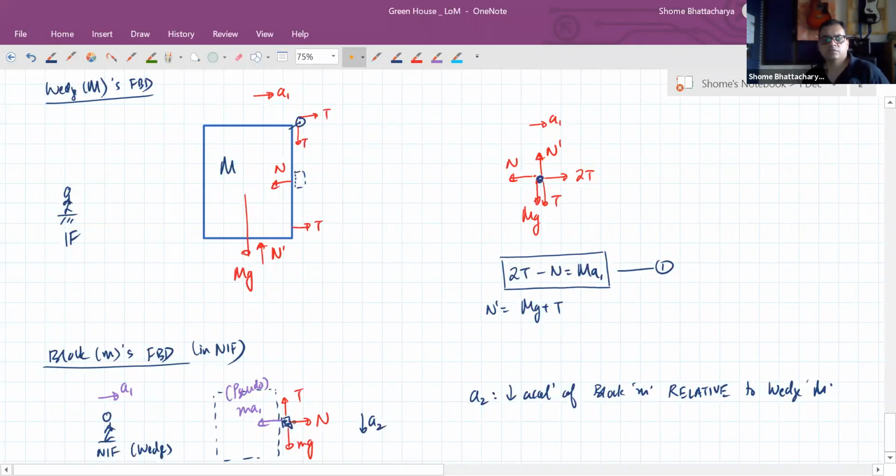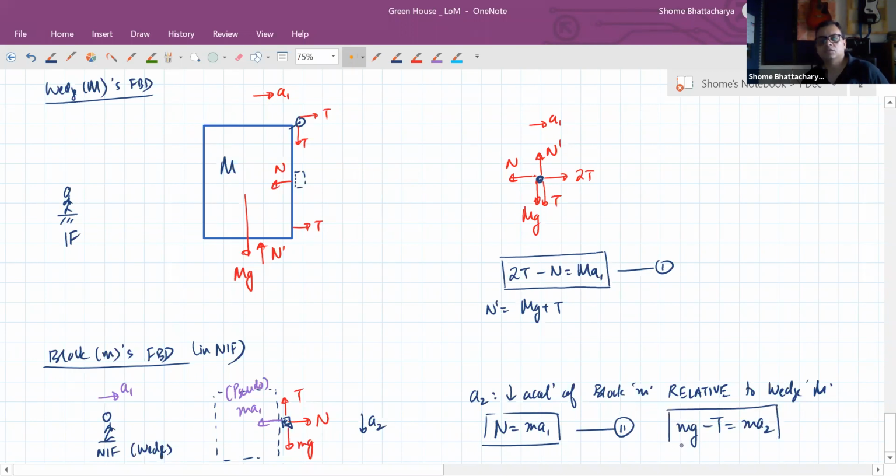Okay. So for this one, we have N is equal to small m a1. That is our second important equation. And the net force downwards, mg minus T, is equal to m a2. So this is our third equation. Now you can see that in the equations, our unknown quantities are tension, N, a1 and a2. So we have four unknowns. So we require a fourth equation for solving this also.